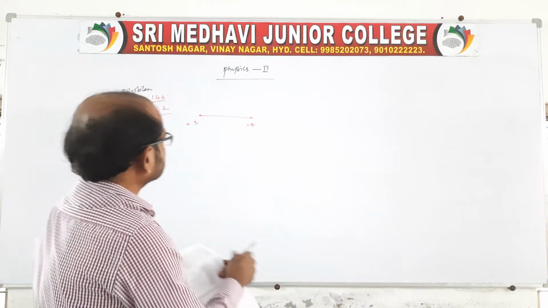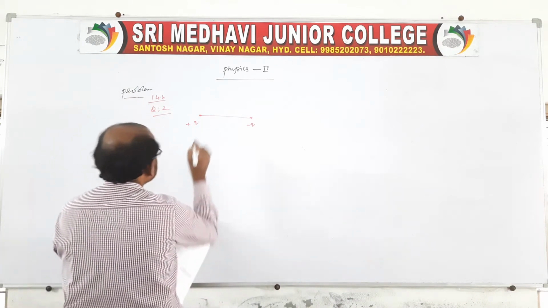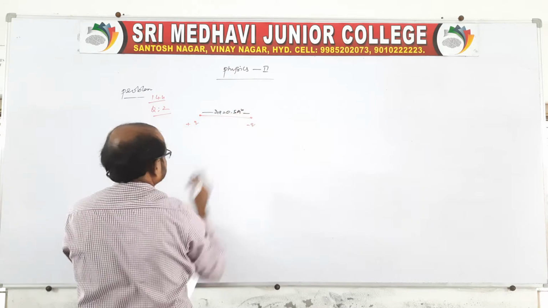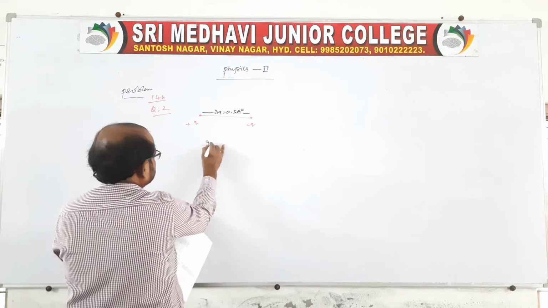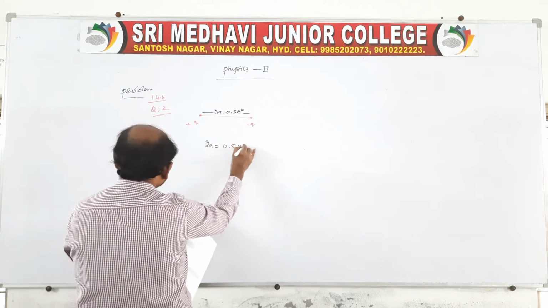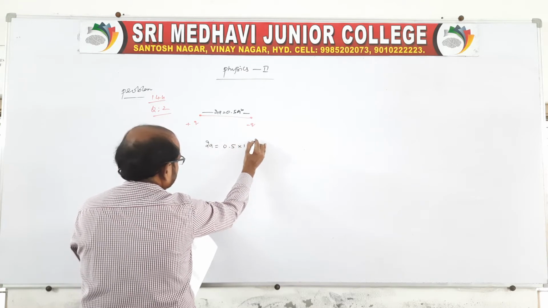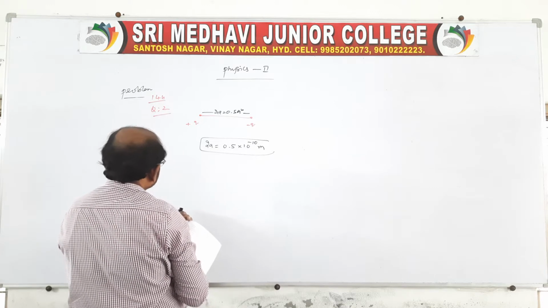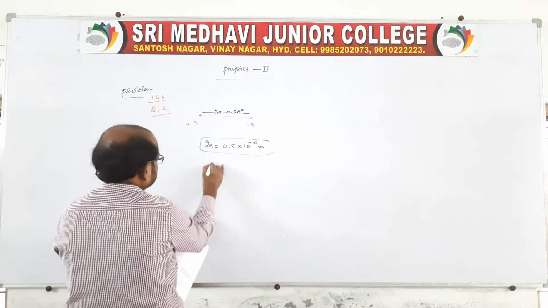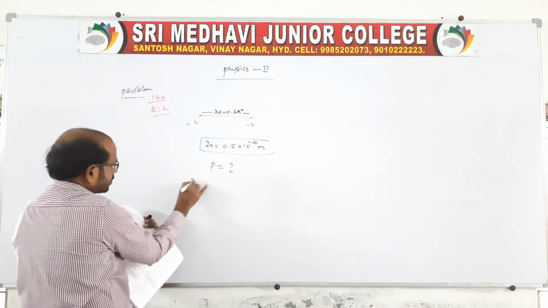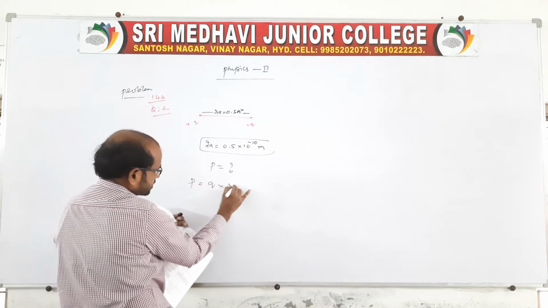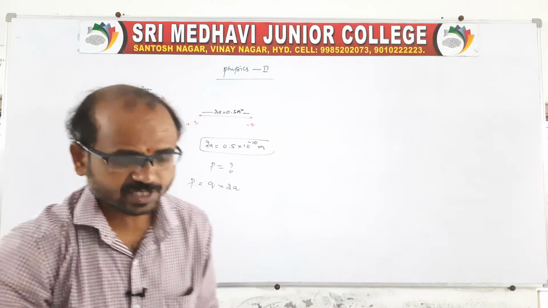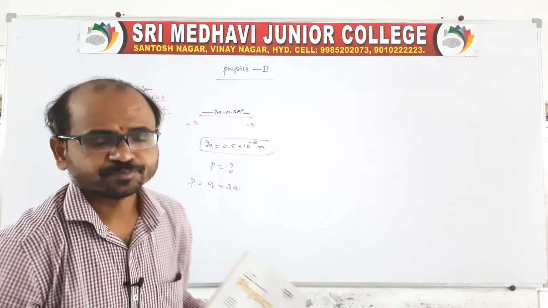So the distance between these two is given as 2a, which is equal to 0.5 angstroms. So 2a is equal to 0.5 into 10 power minus 10 meter. The distance is given, so the dipole moment of the system is being asked. Dipole moment is equal to q into 2a. This is the formula.